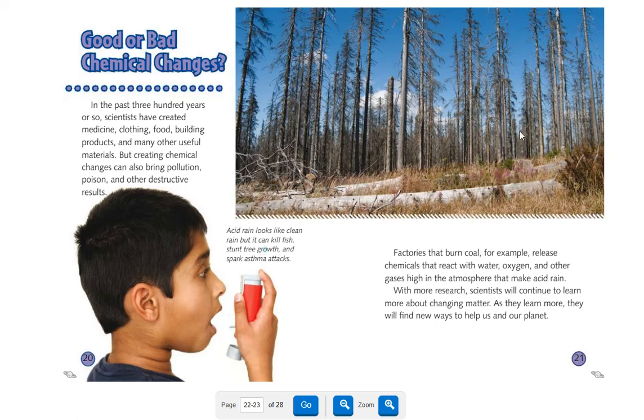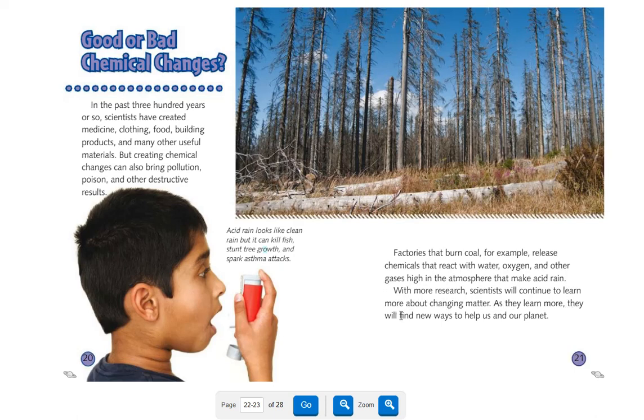So that right there would be a picture of a forest that was under the influence of acid rain, which would be raindrops that are highly acidic. Factories that burn coal, for example, release chemicals that react with water, oxygen, and other gases high in the atmosphere that make acid rain. With more research, scientists will continue to learn more about changing matter.